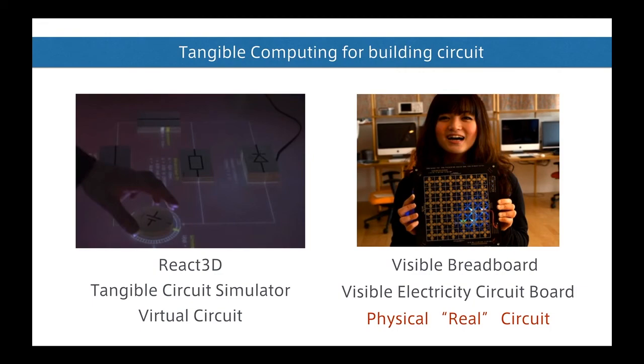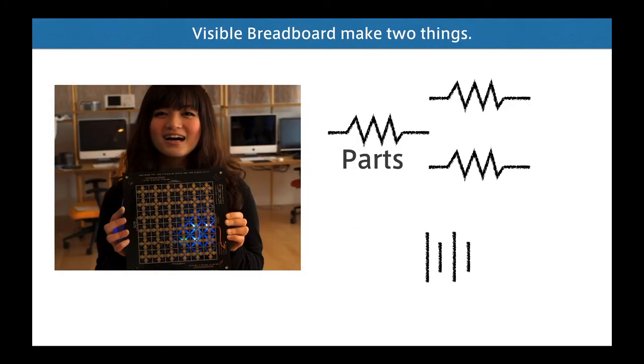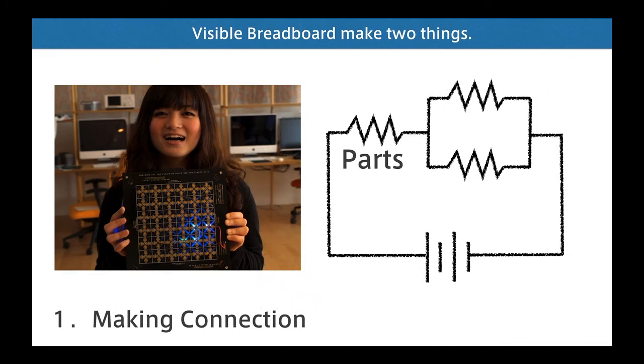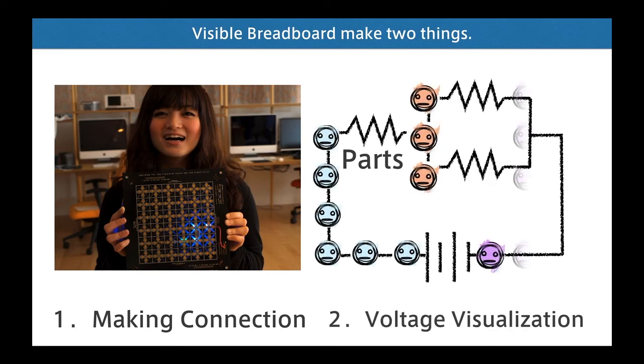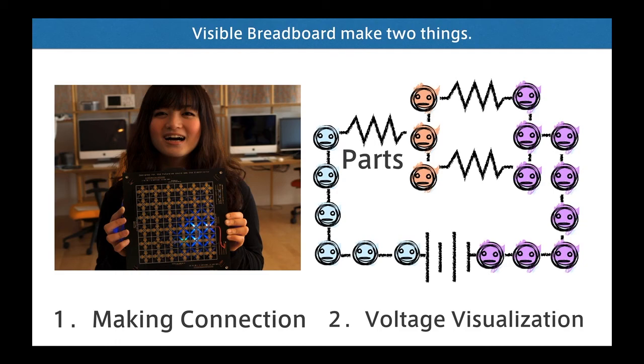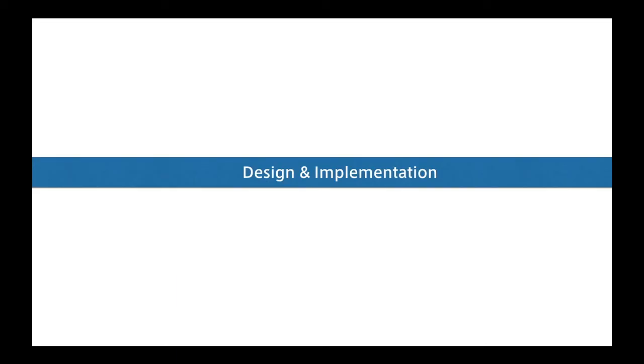We take the inverse method. That is, this is a physical and real circuit, with no other assistance from the computer. So this is a quite simple system. The Visible Breadboard does two things. One is making the connection of each part: if we insert parts manually, the circuit can be generated automatically. And second is voltage visualization. The voltage is visualized by LEDs, so you can see the voltage at each point of the circuit.